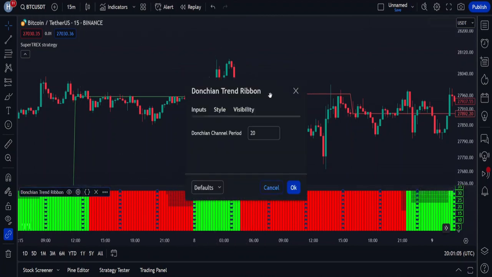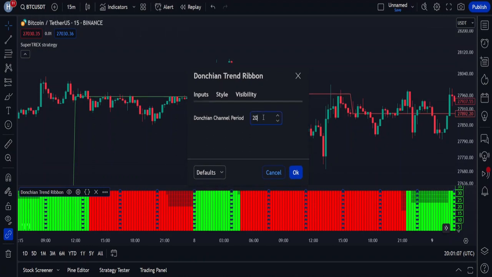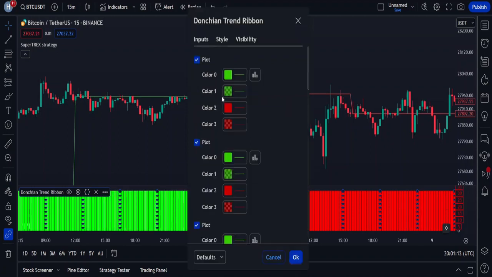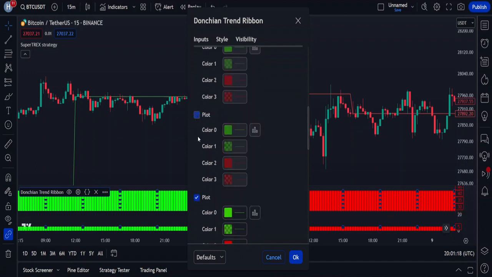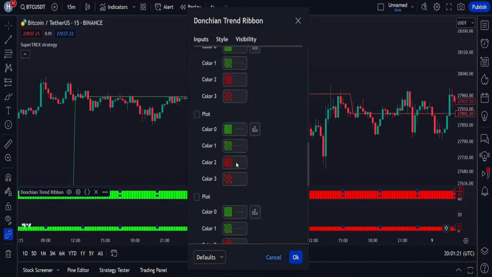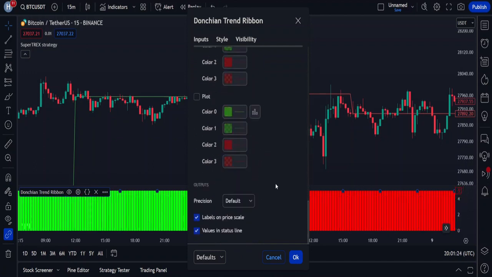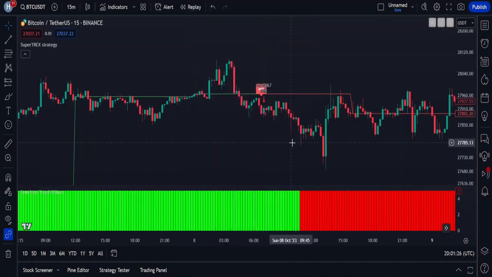So let's access the settings for this indicator. And in the Inputs tab, we will change the period of this indicator to 100 from 20. Then we will open the Style section, and then disable all the other plot options except the first one. Just make sure to follow these steps closely. Now let's quickly see how to read this indicator.